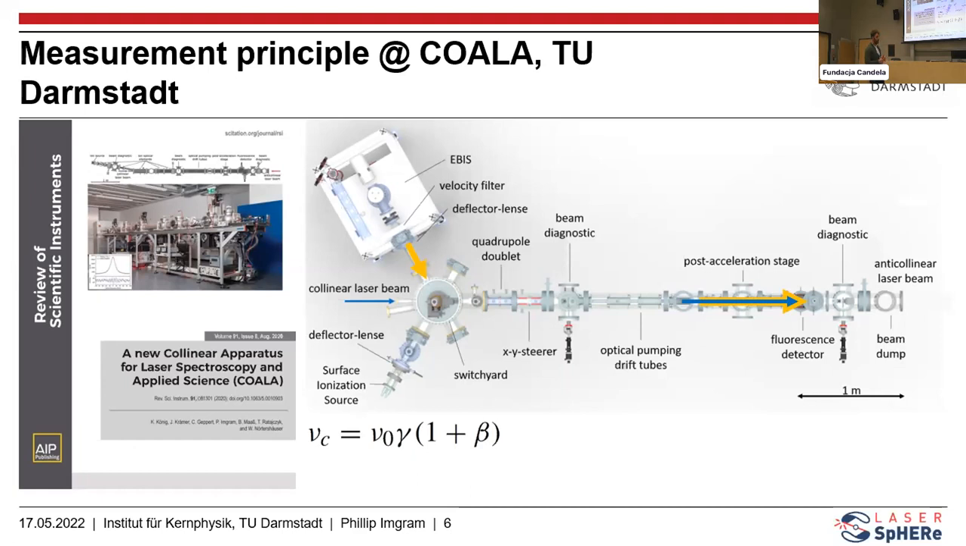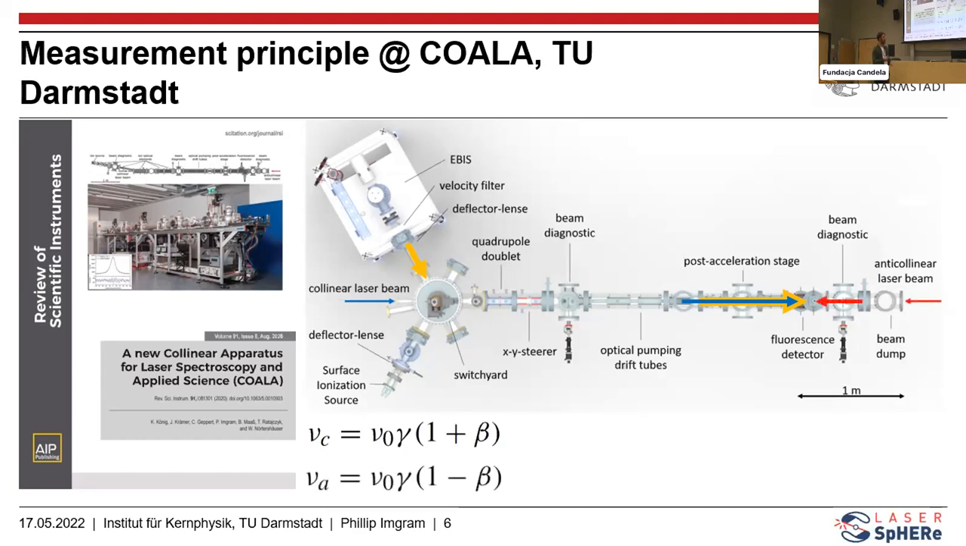But there is one main physics effect which we have to care about, and this is the Doppler effect, the relativistic Doppler effect, because the ions are moving. So they're seeing a different laser frequency in their rest frame. What we measure in the first place is the resonance frequency in the laboratory frame, but this is nothing we're interested in. We're interested in the rest frame transition frequency. So what we would need to know is the velocity of the ions to calculate back to the rest frame transition frequency. But this is not easy to determine to high accuracy, mainly because of the uncertainties in the starting potential of the ions.